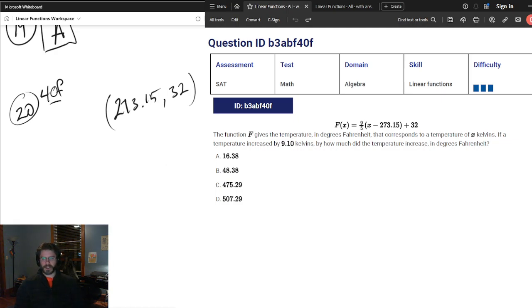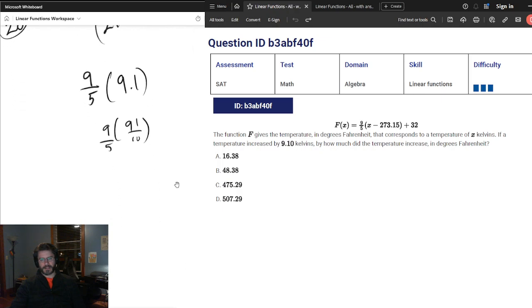So all we're going to do is recognize that the 9/5 is our rate of change for each 1 degree of Kelvin. So I'm going to multiply that by 9.1. We could plug this into a calculator. I've been showing people how to do this without a calculator. You could do that as 91 over 10 over 5. 9/5 times 91 over 10 is going to be what?